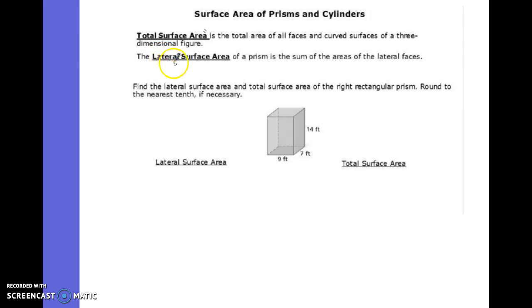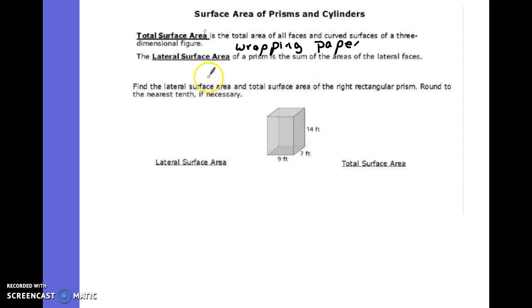There are two types of surface area. There's a total surface area and the lateral surface area. A total surface area is like the wrapping paper when you wrap a present. You cover the entire box when you wrap a present.